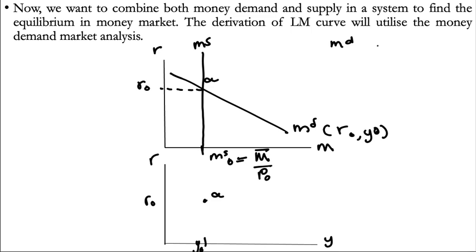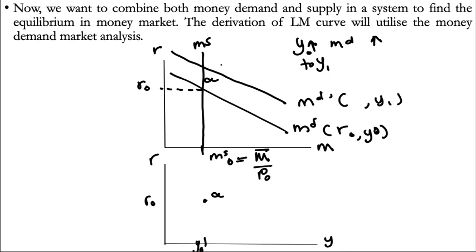Let's say money demand increases because income increases. So income increases from Y0 to Y1. Money demand increases means it shifts to the right, from MD to MD prime. Alright, so we have now Y1, and what happens here? Interest rate now increases to R1. So this one becomes R1.